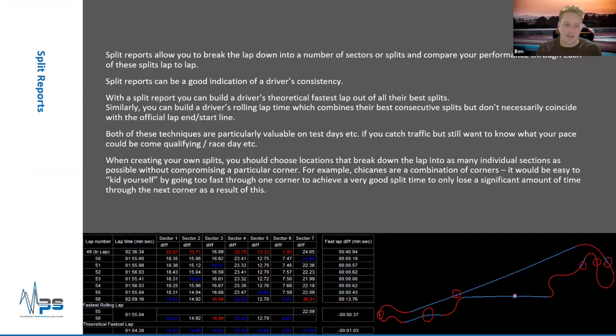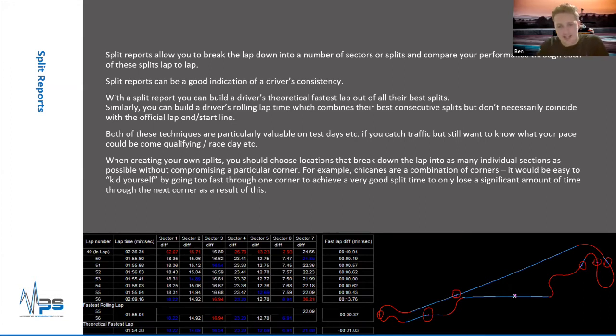Whereas if we look at fastest rolling lap, that's just any combination of consecutive sectors. So that is, in isolation, a complete lap of the track, but it might not necessarily start from your conventional start finish line. So to me, that's a lot more representative of what a driver is actually capable of. Although theoretical fastest lap is also a good metric to look at driver performance.